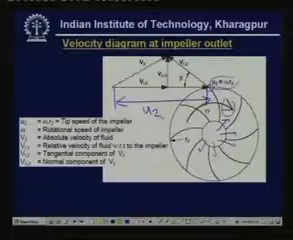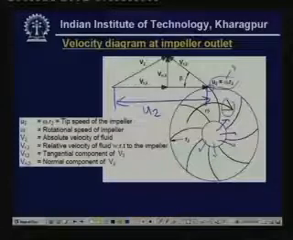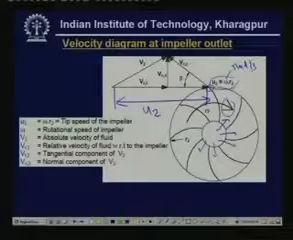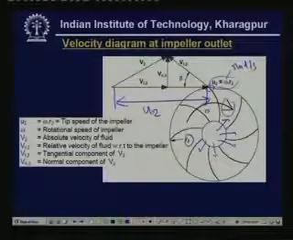This u2 is nothing but the product of the rotational speed of the impeller in radians per second, multiplied by the impeller radius r2. If you multiply the rotational speed with the impeller radius, you will get the tip speed u2. And you also have vr2. The subscript r stands for relative and 2 is the exit.